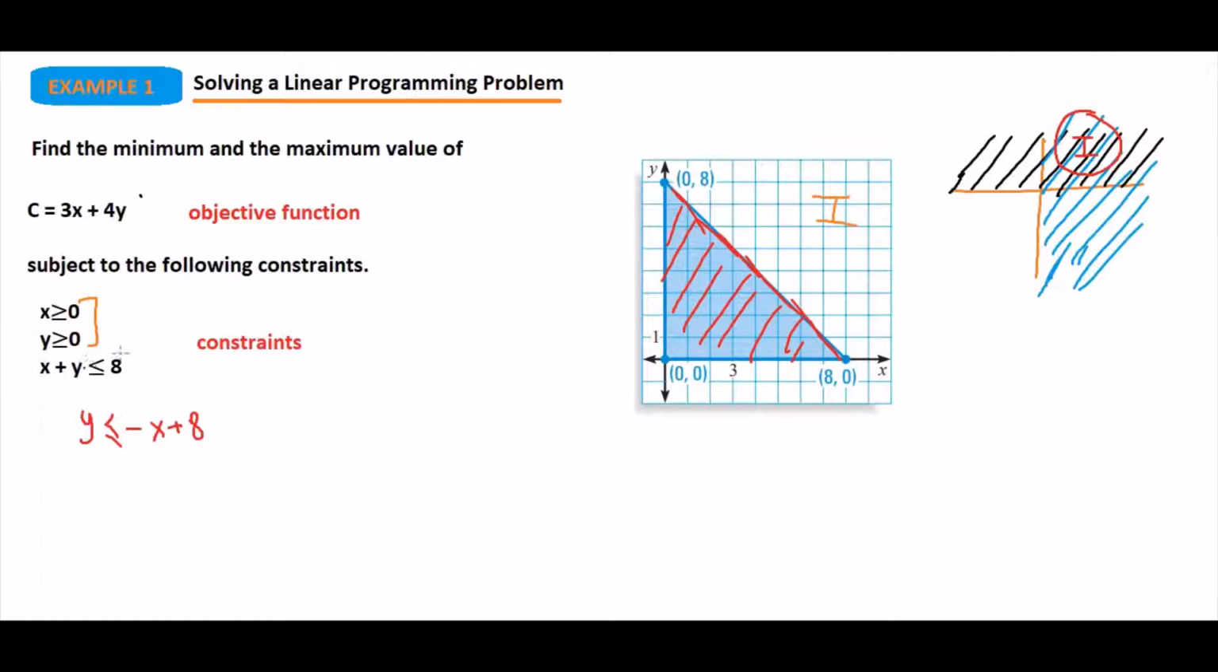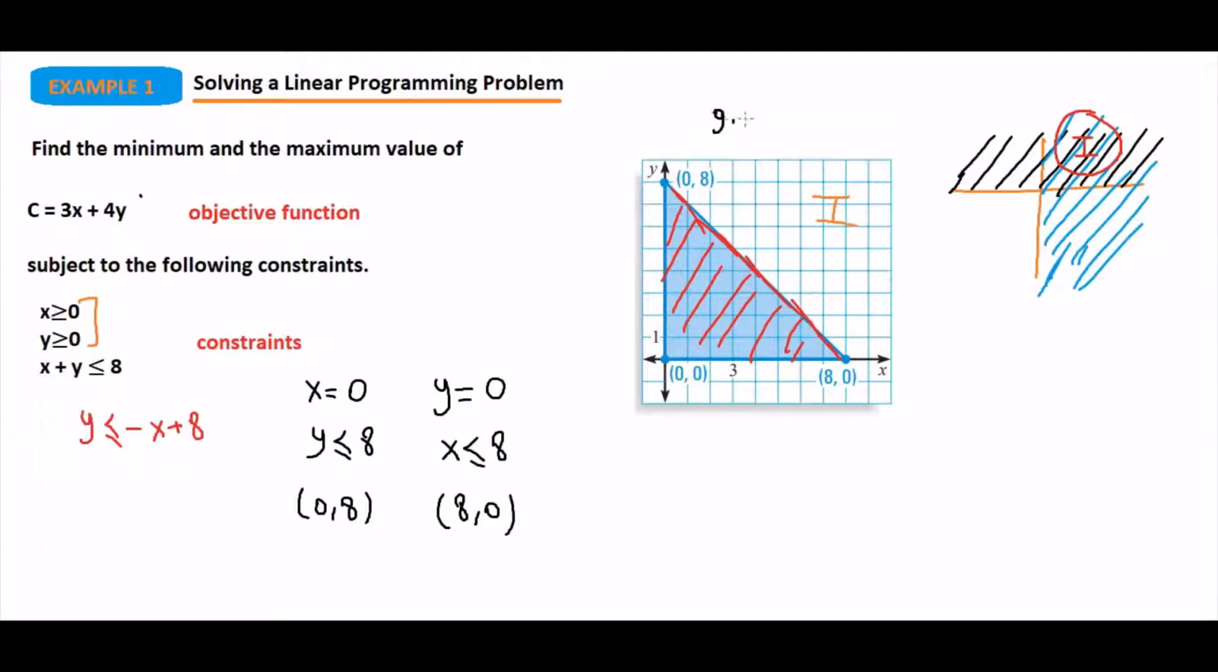Another method is finding the x and y intercepts. When x is equal to 0, we can find the y-intercept, and if we plug in 0 for x, it's going to be y is less than or equal to 8. And when y is equal to 0, we can find the x-intercept, which will be x is less than or equal to 8. And the points here will be (0, 8) and (8, 0). As you can see in the picture, it confirms.